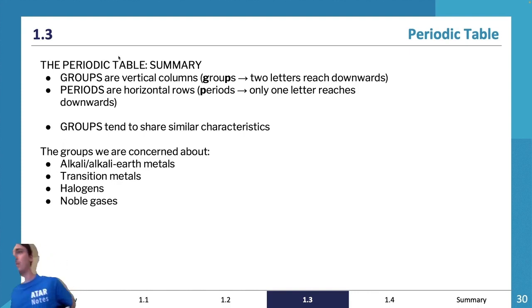Groups tend to share similar characteristics. As I talked about, the groups, the vertical ones, do share similar characteristics. The periods, it's all about your valence electrons. The groups we are concerned about are the alkali earth metals, transition metals, halogens, and noble gases. These last two are ones that you'll know really well. These first two you'll know a little bit about, but it's not a really big deal. Halogens and noble gases, really cool.